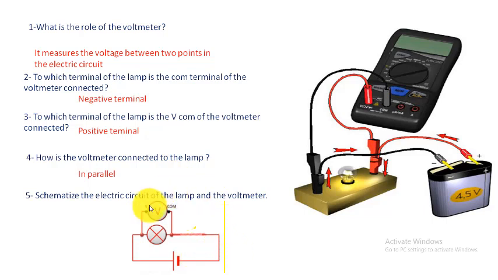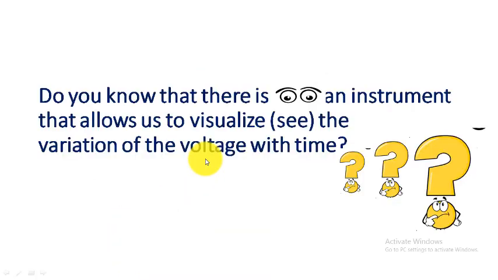This is the schematic drawing. Here is the symbol of the generator, the electric wire. This is the lamp, and this is the voltmeter with its two terminals: the COM comes to the negative pole of the dry cell and the V to the positive pole of the dry cell.